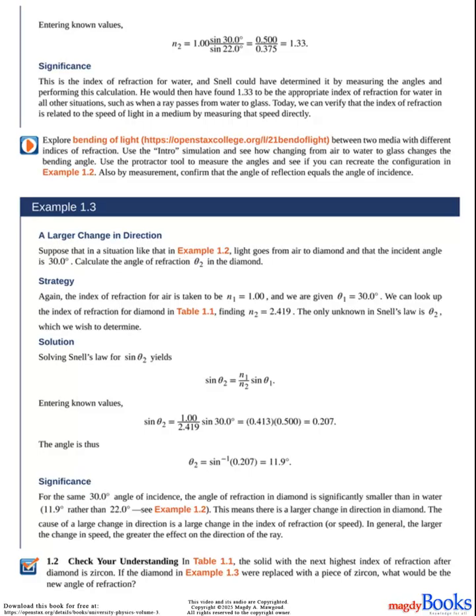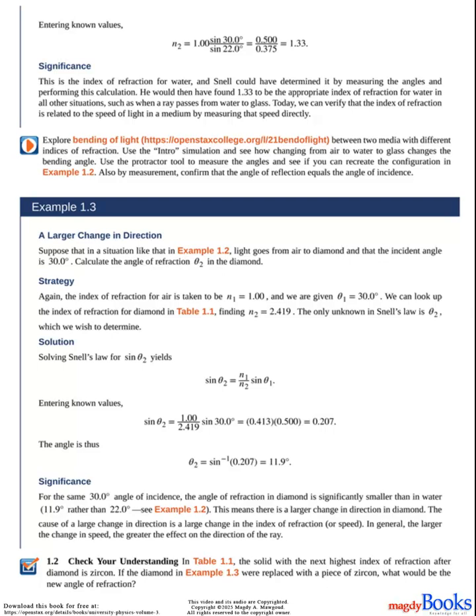Example 1.3. A larger change in direction. Suppose that in a situation like that in example 1.2, light goes from air to diamond and that the incident angle is 30.0 degrees. Calculate the angle of refraction theta 2 in the diamond. Strategy. Again, the index of refraction for air is taken to be n1 equals 1.00, and we are given theta 1 equals 30.0 degrees. We can look up the index of refraction for diamond in table 1.1, finding n2 equals 2.419. The only unknown in Snell's law is theta 2, which we wish to determine.